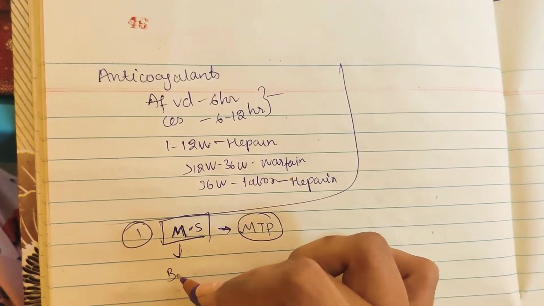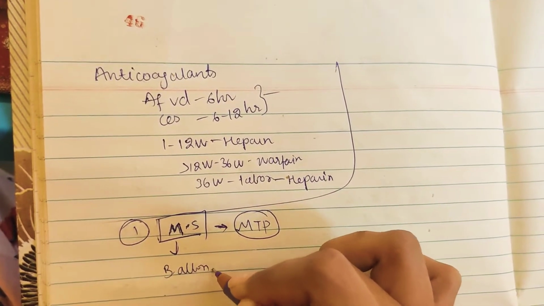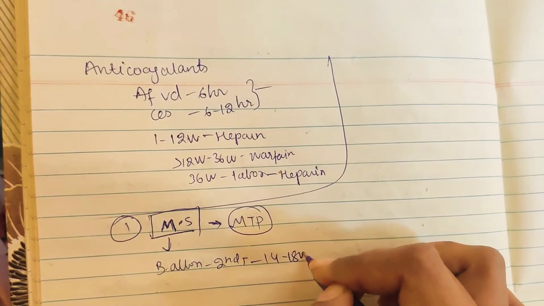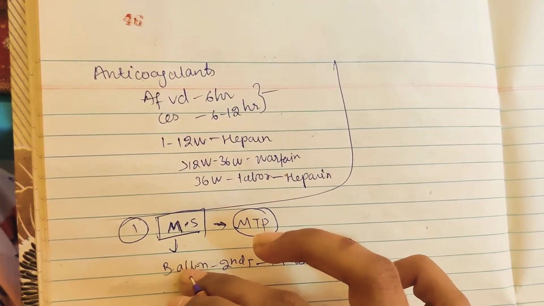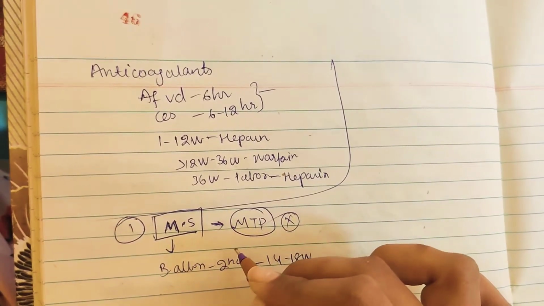We should not do any valve replacement in pregnancy, that is very important. Only do balloon valvuloplasty, especially in the second trimester, that is between 14 to 18 weeks. First the patient should undergo balloon valvuloplasty, then she can continue her pregnancy. So then no need of medical termination of pregnancy.